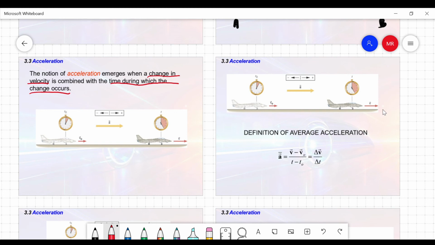Okay, so, like for example, for the sake of illustration, gawin kong meters per second ang ating unit. Like for example, initial velocity mo ay 40 meters per second.